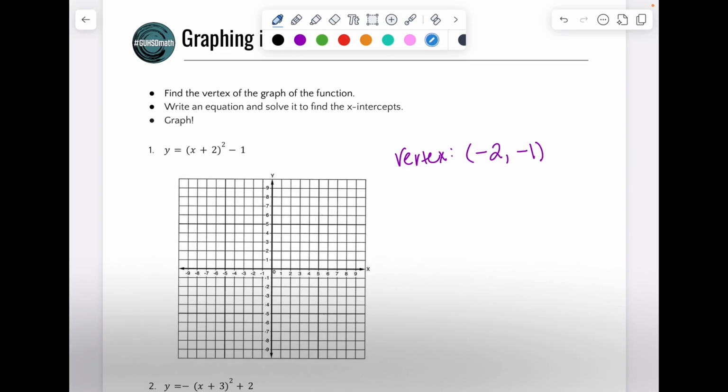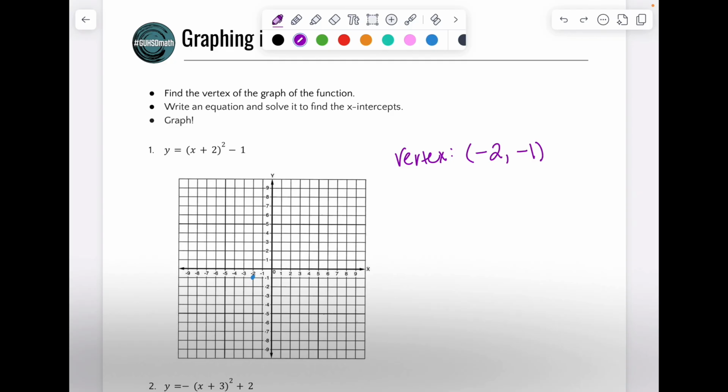In order to create a graph of a parabola, we need to know more than the vertex. If I were just to graph the point (-2, -1) right now, I wouldn't know too much more. I don't know how skinny it is, how wide it could be, if it opens up, if it opens down, right? So we need to get a little bit more information, and that other piece of information is going to come from our x-intercepts.